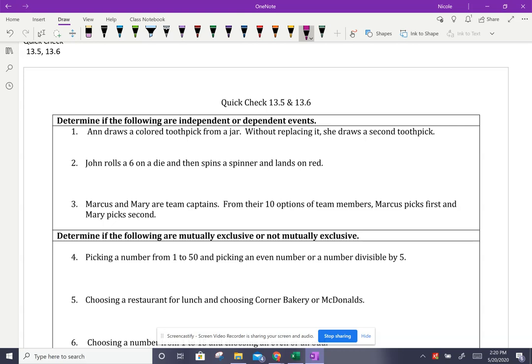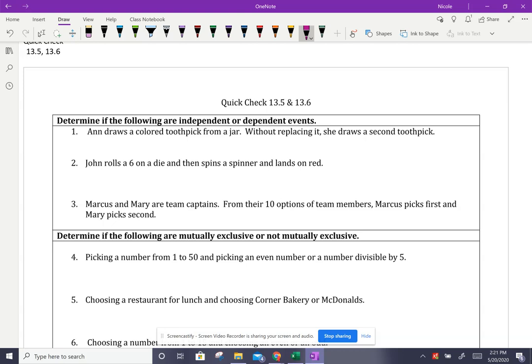So the first three questions ask if things are independent or dependent. So remember, independent means that they have nothing to do with each other. One coin being tossed does not impact or change the output of the dice being rolled. Two things that have nothing to do with each other. Dependent means that one impacts the other.